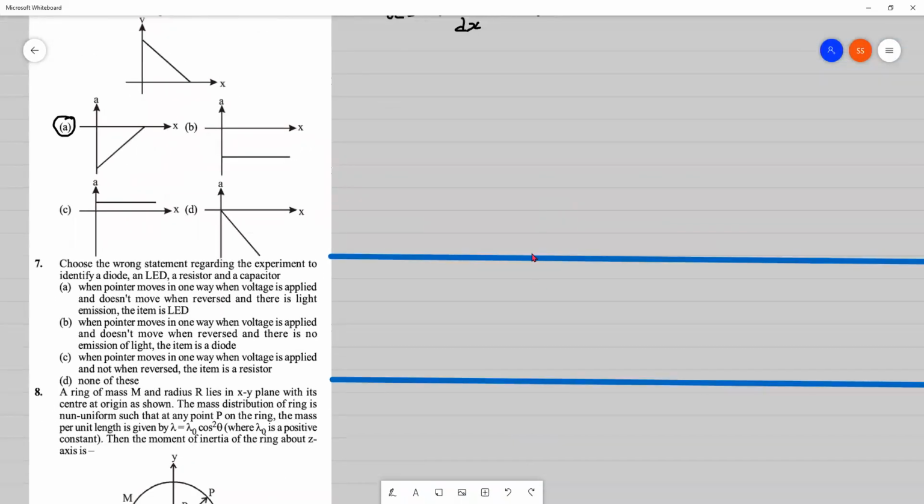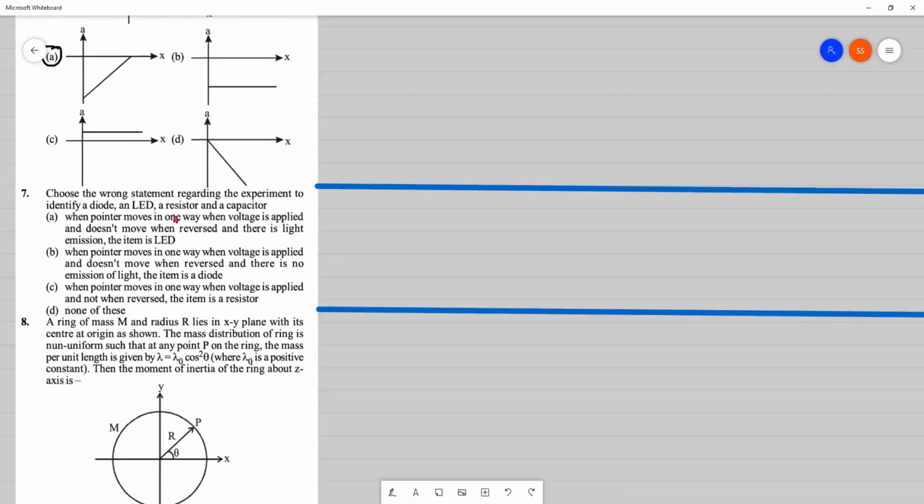So next question is, choose the wrong statement regarding the experiment to identify a diode, an LED and a resistor. When a pointer moves in one way when the voltage is applied and does not move when reversed, here it is given as an LED. LED is also a diode, so when the voltage is reversed, it becomes reverse bias. During reverse bias, there will be no conduction, so the pointer is not moving, and the light emission is there. So it is an LED. So this is a correct statement, but they are asking you for the wrong statement here.